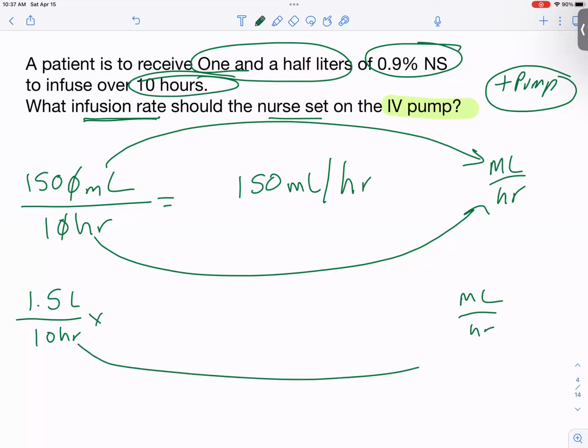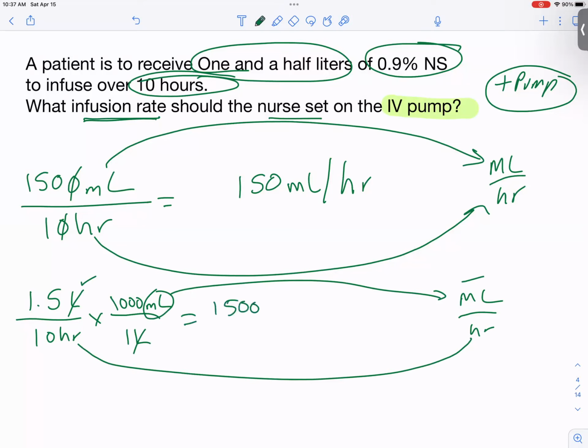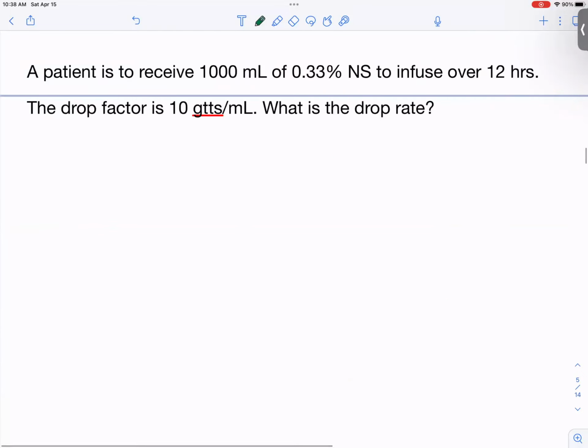So I have hour, but now I have to get liters to milliliters. So this is where your conversions come in. I know 1 liter is 1,000 milliliters. That crosses off my liters. Now I have milliliters. So now I would multiply 1.5 times 1,000. It would give me 1,500. And I would still have 10 times 1 is 10. So yes, you can absolutely do it the long way if you have a brain freeze in the middle of your exam, which totally can happen. So great question, William. So let's go back to this one.